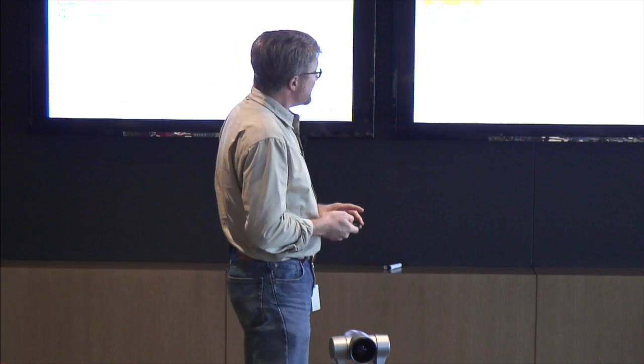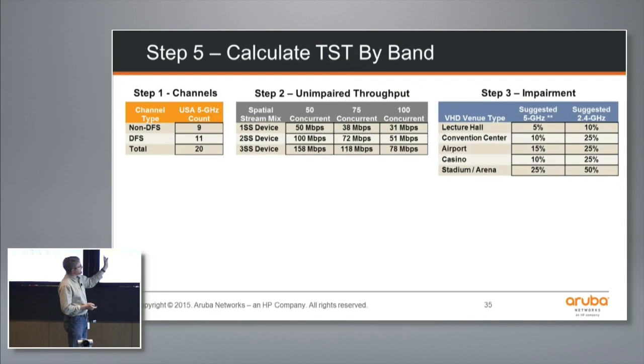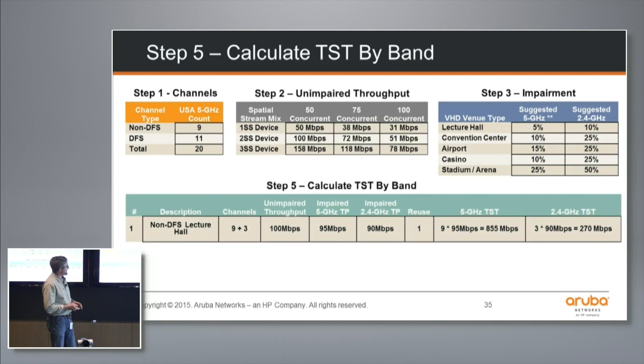So just to pull it all together, let's do a couple of examples. Here are the 3 tables. This is the same information we've just walked through, in a condensed form. Let's look at a lecture hall scenario with 9 channels.